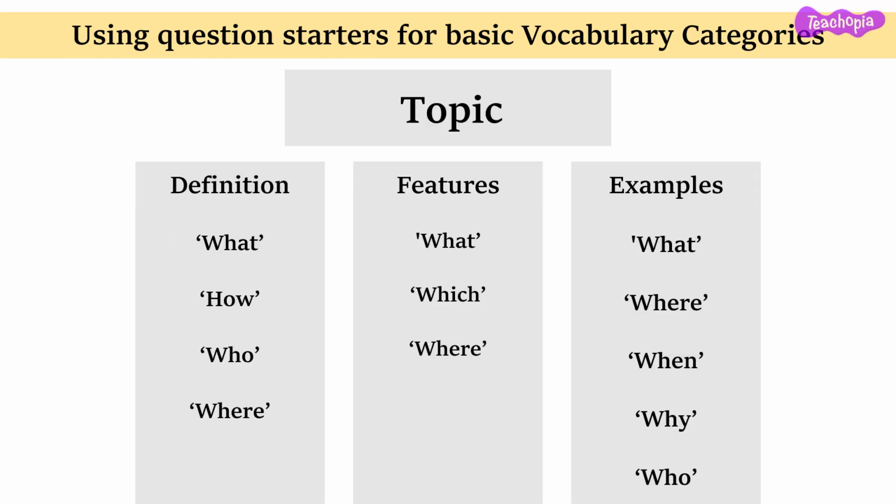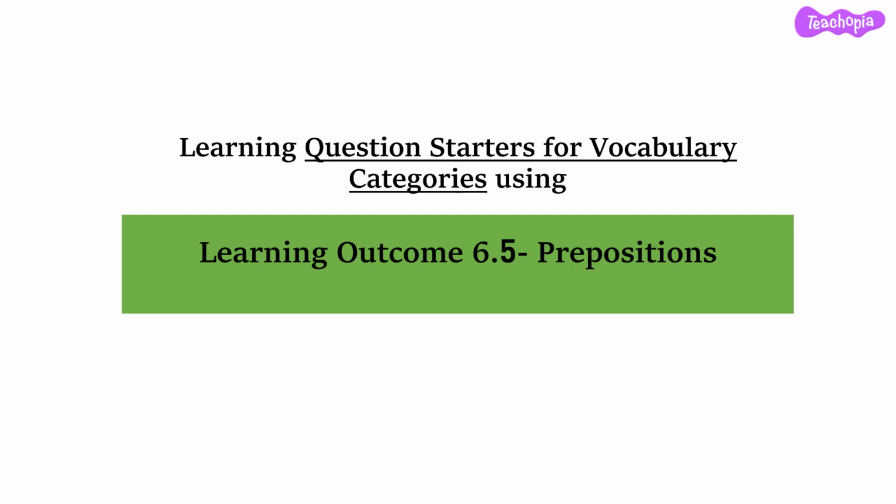Now, for the definition category, we use questions like what, how, who, and where. For the features category, we use the question starters of what, which, and where. And in the examples category, we use words like what, where, when, why, and who to begin our questions with. Now we will see how to start questions for the vocabulary category for the learning outcome 6.5, which concentrates on prepositions.